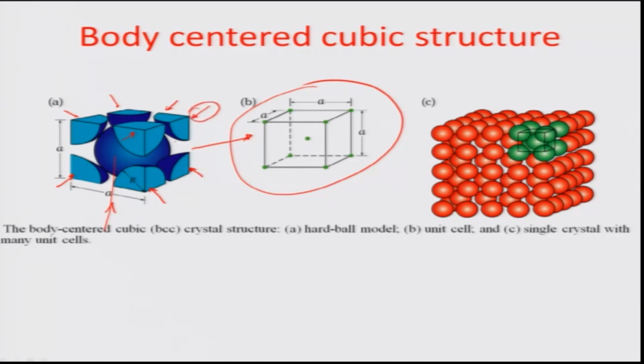So, there are 3 different representations. In fact, one is called the hardball model, which is represented here. This is the unit cell model, and then there is a single crystal with many such unit cells. So, you can think of the packing or the arrangement. One of these cubes is what we are referring to here as a unit cell, and you are repeating them 3 dimensionally in space for you to be able to envision how this system looks.